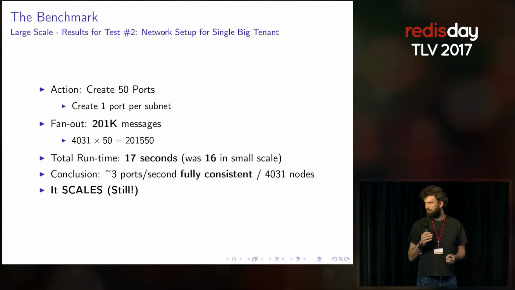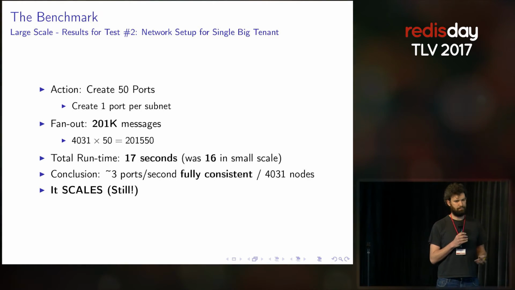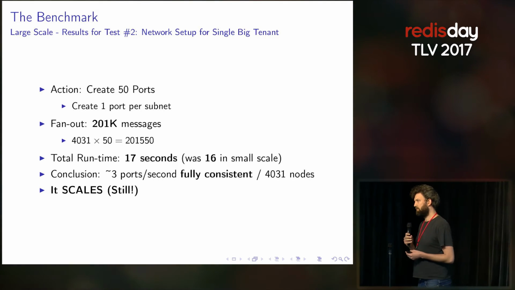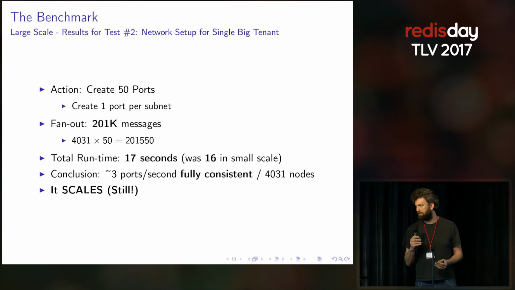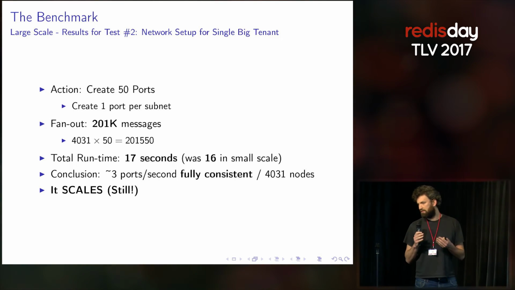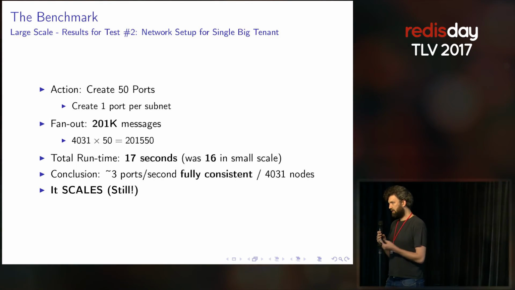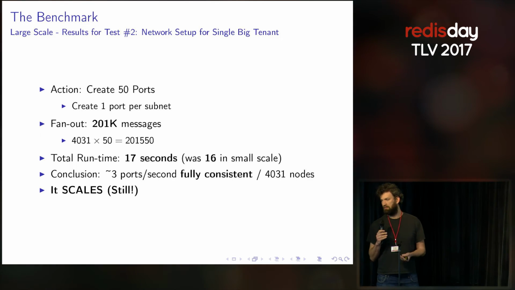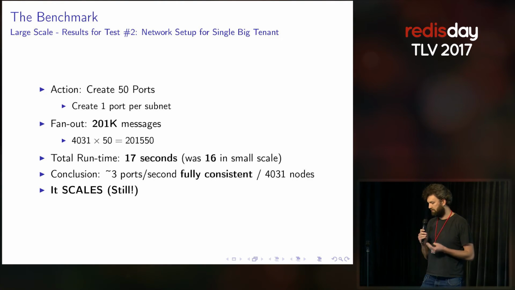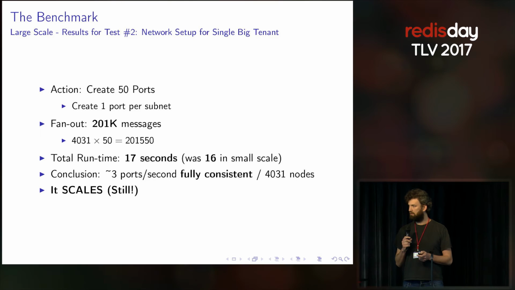We repeat the second test. The second test is creating 50 ports, one port per subnet. And again, we have 200,000 messages that propagate through the system, and it takes 17 seconds, which is only 1 second more than what we had in the small scale. And we have about 3 ports per second across 4,000 simulated compute nodes. So it still scales. I still think this is amazing results.